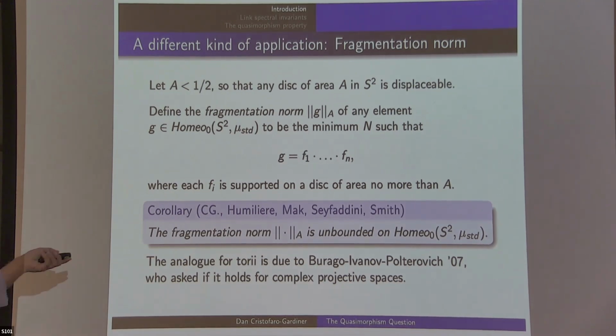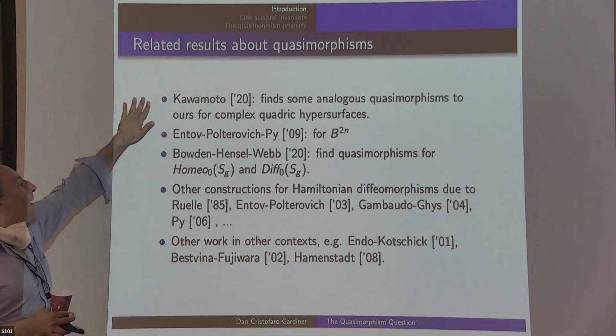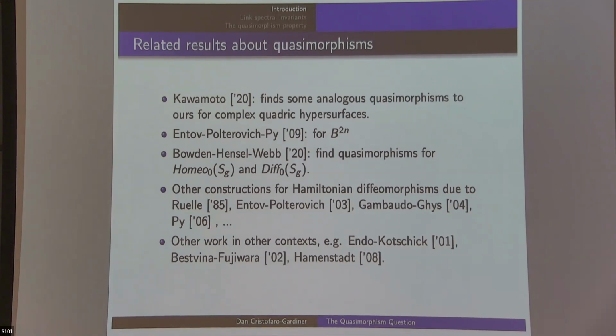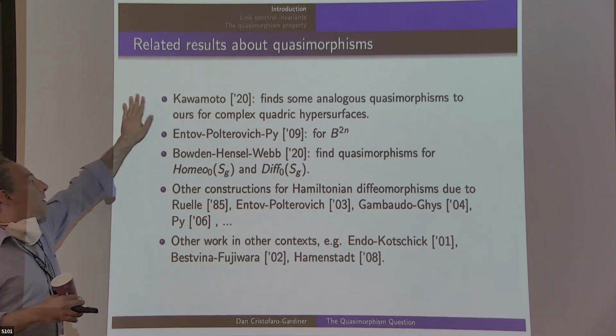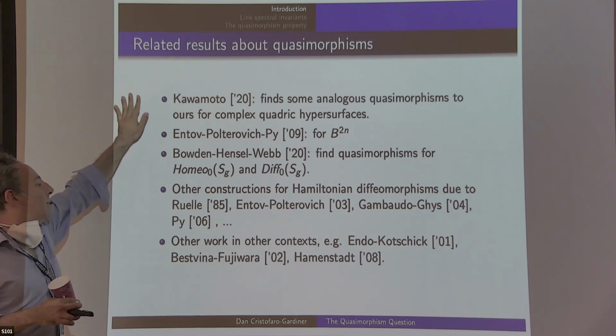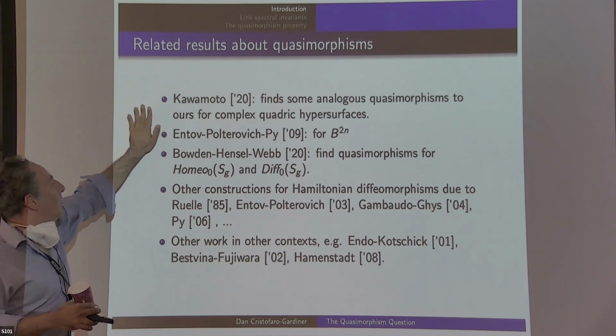Again, I probably won't have time to say too much about the proof, but it doesn't follow immediately from the existence of a quasimorphism. One needs a little bit more. So just to tell you some more things about quasimorphisms. There's some recent interesting work of Kawamoto, who finds some analogous quasimorphisms to ours for complex quadric hypersurfaces of any dimension. These are actually the only examples on closed higher dimensional manifolds. In other words, we found some quasimorphisms on the two-sphere, but in higher dimensions, for homeomorphisms of a closed manifold, Kawamoto's result is sort of the only thing we know.